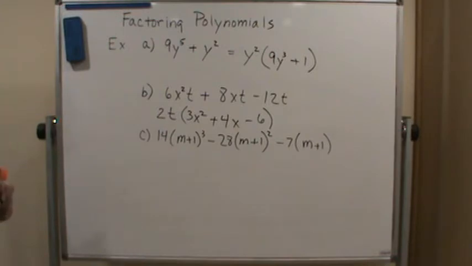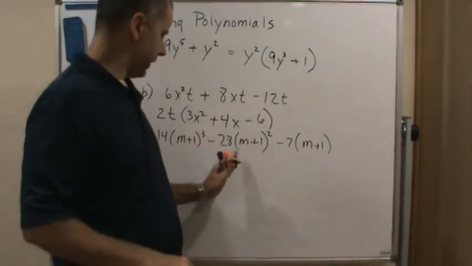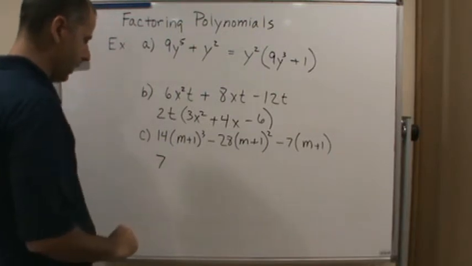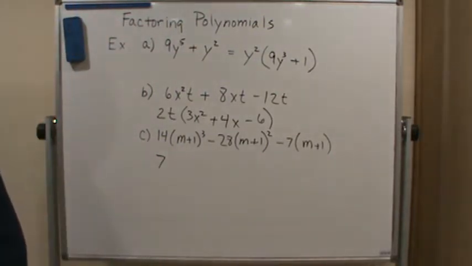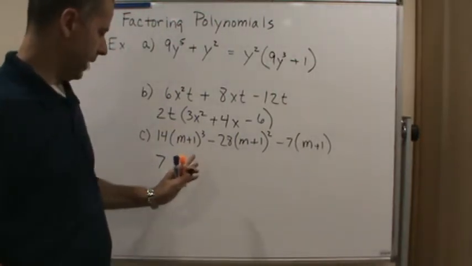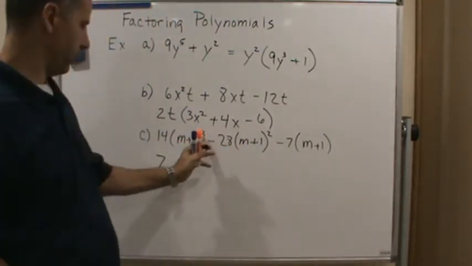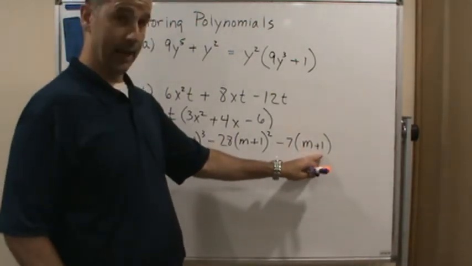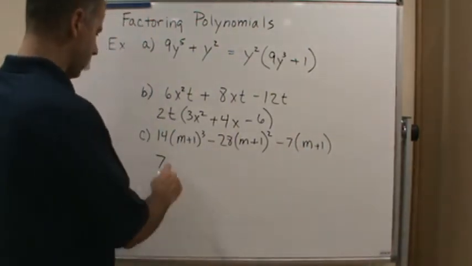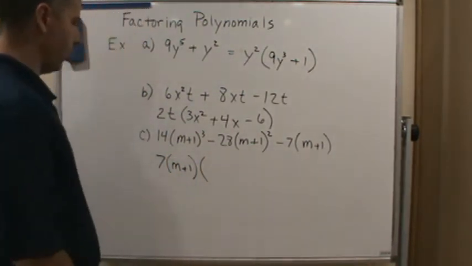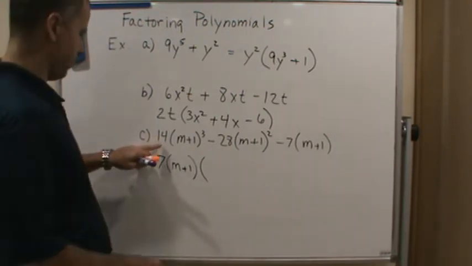And the last one, look at this one. Look at the coefficients. The greatest common factor I can pull out of the coefficients is 7. Now, what else can I pull out? Well, in this case, I've got a binomial that is a common factor. I've got m plus 1 to the 3rd, m plus 1 squared, and m plus 1. So I can factor out an m plus 1. So let's do that. Now, what does that leave me with?